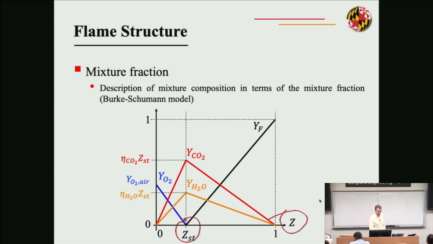The flame location is given by a certain value, a stoichiometric value of mixture fraction. And you have oxygen on one side of the flame, so this is the air side of the flame, and you have fuel on the other side, this is the fuel side of the flame. And I'm not going into the details, but if you want to understand the structure of these flames, this is where you need to start.